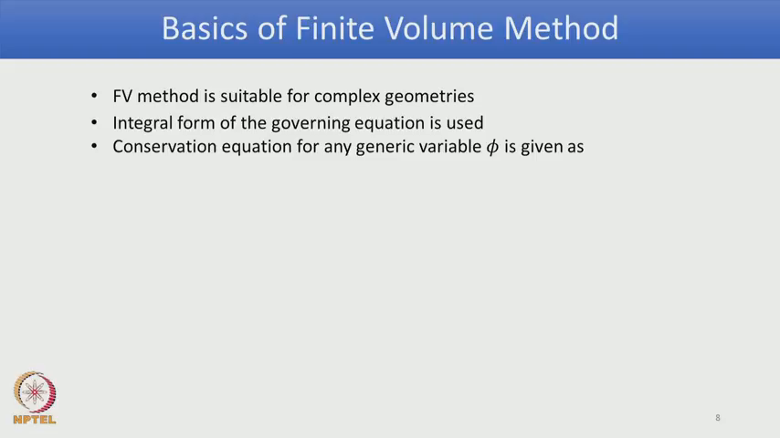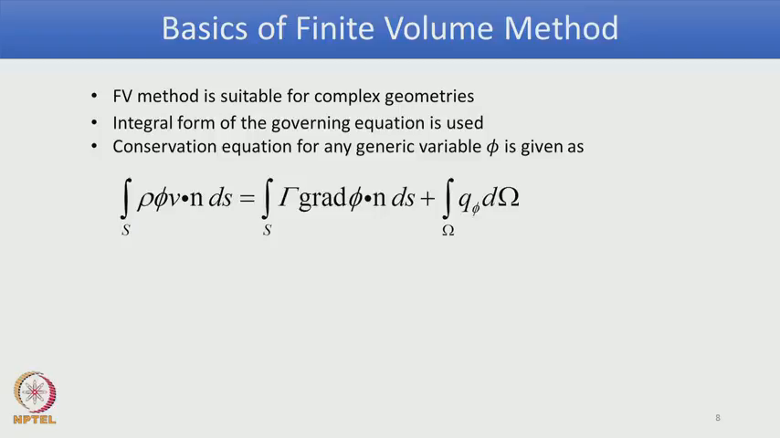Consider the equation for any generic variable phi, given in integral form as shown here. So, the integral over the surface of rho phi v dot n dS will give you the flux crossing the control surface S. It may be entering, it may be going out. In general it is called flux crossing, and it is equated to diffusion, again integrated over the surface.